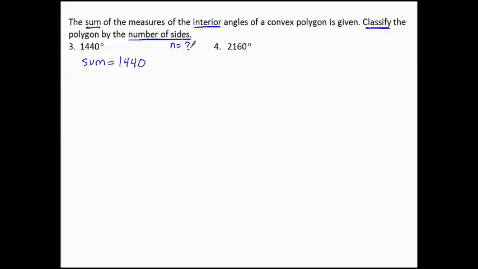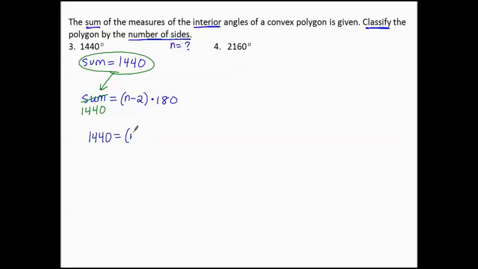Well, remember our Polygon interior angle theorem. The sum equals n minus 2 times 180. What part of this was given to us? Not the n, we need to find that. We are given the sum. So we're going to take what the sum is and we're going to put it in there. 1,440 in this case. Let's go ahead and write that equation. 1,440 equals n minus 2 times 180. We have to solve for n.